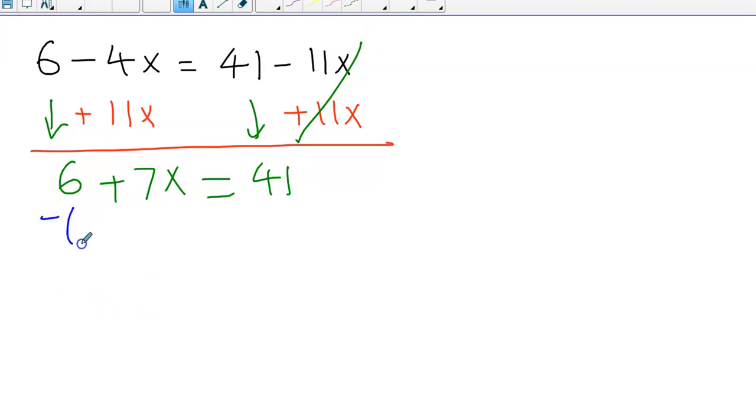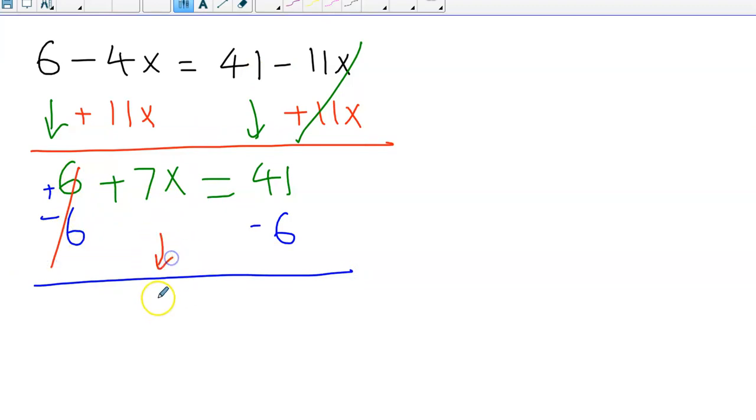Okay, next step, take care of this 6. I'll subtract 6 because of positive 6 here, minus 6 on left hand side, on the right hand side also subtract 6. 6 and 6 cancel, bring down 7x is equal to 41 minus 6 gives me 35, right? Yeah, that's correct.